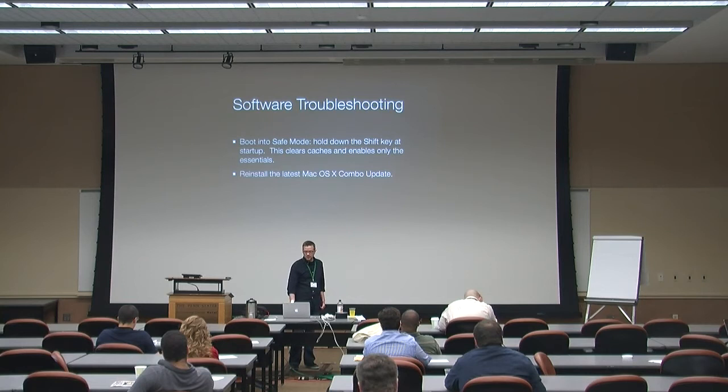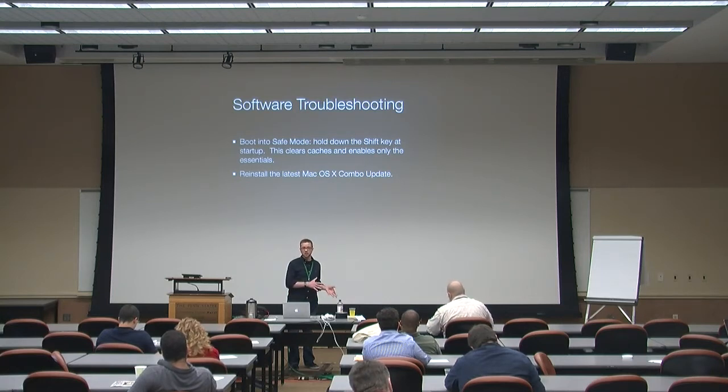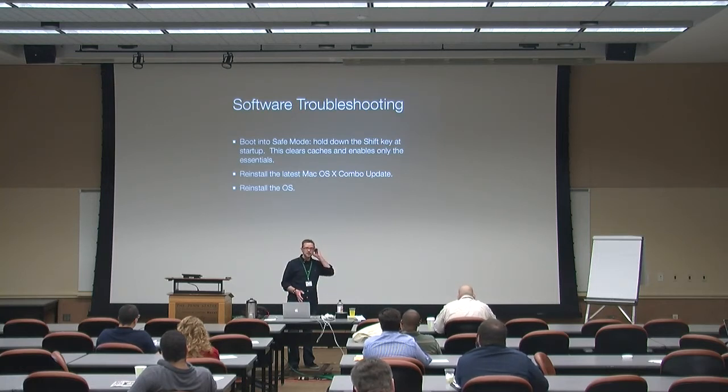And next I would reinstall the latest combo updater. That replaces a lot of system files, especially for something like 10.6, where so much has changed from 10.6.0 to 10.6.8. It'll replace a lot of files that otherwise might be causing problems. Next, I would reinstall the OS. That's a lot different with 10.6 and 10.7 than it was in previous versions, in that a lot of programs will continue running, whereas with 10.5 it was a totally different process that kind of broke a lot of stuff. The archive and install, if you're familiar.